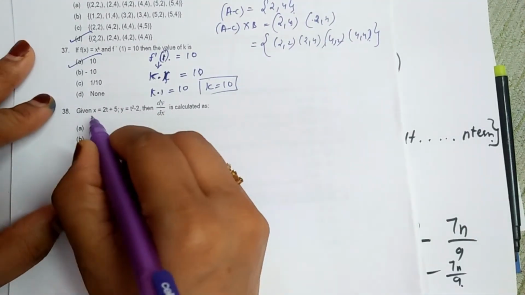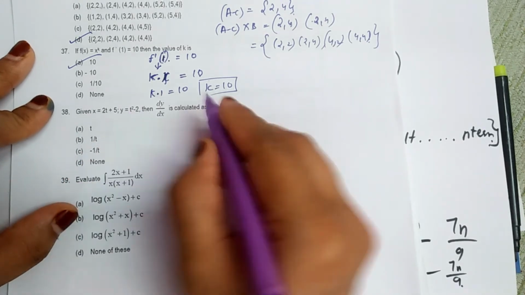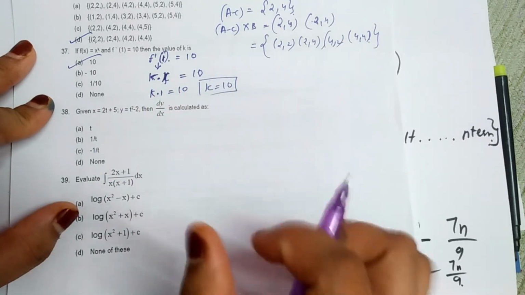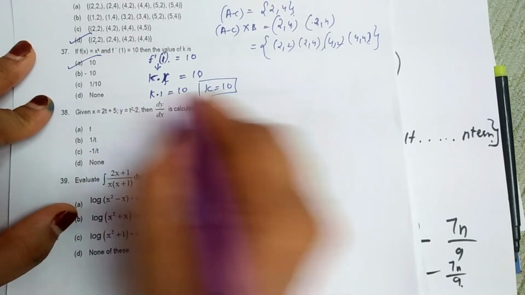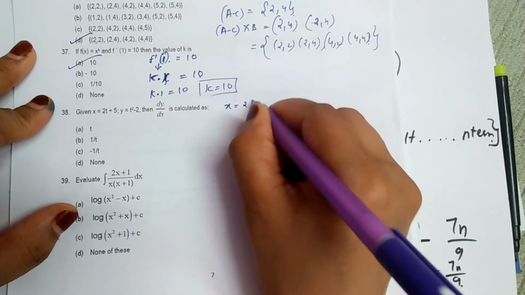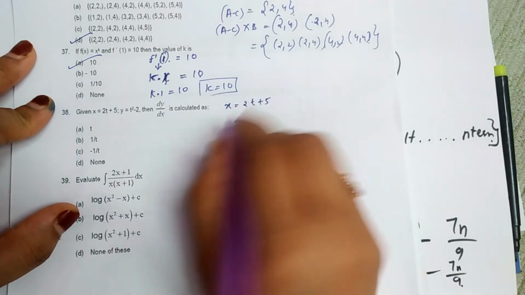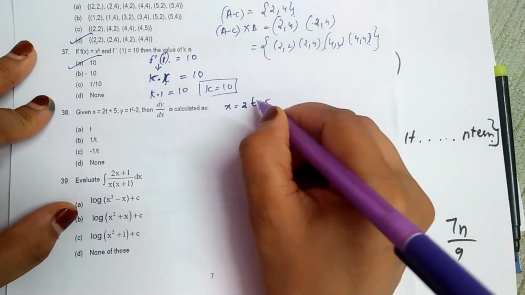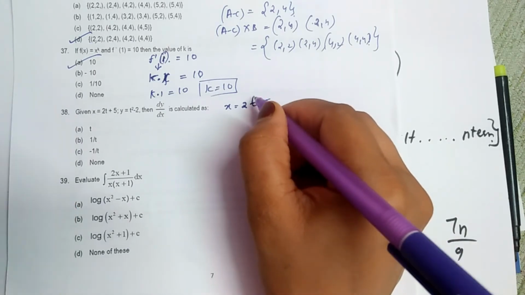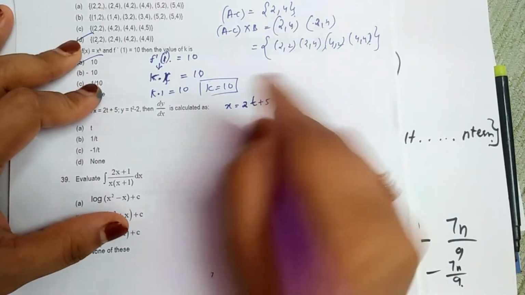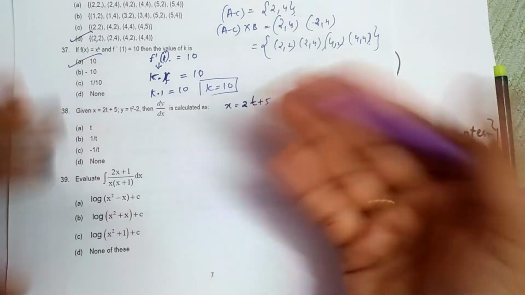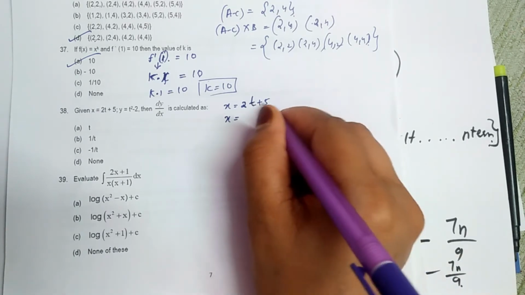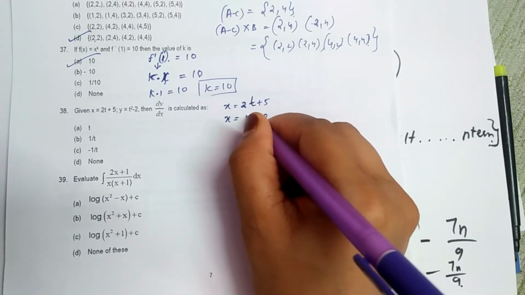Now given that x equals 2t plus 5 and y equals, we need to calculate dy by dx. So first we'll take the x term. What is actually x? 2t plus 5. If you are differentiating it, the constant gets eliminated, and the power of t gets reduced. We have the formula which reduces the power. In that case, dx is what is left over, this is 0 and this is 2.